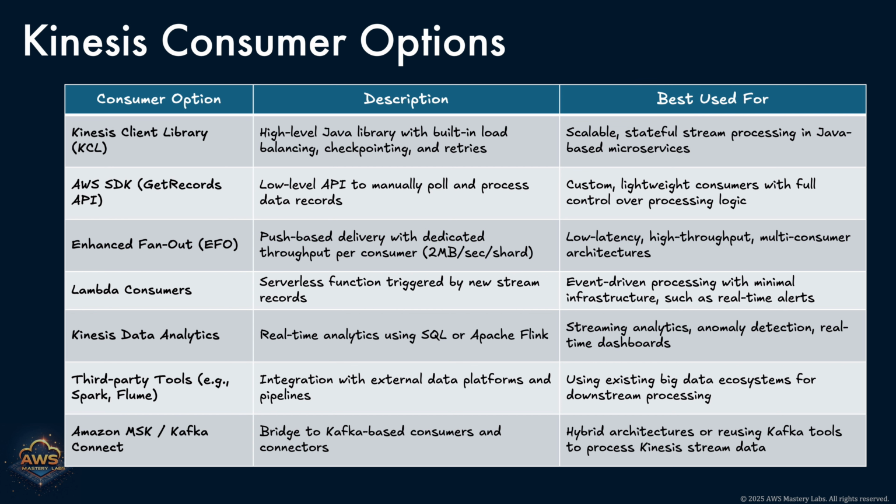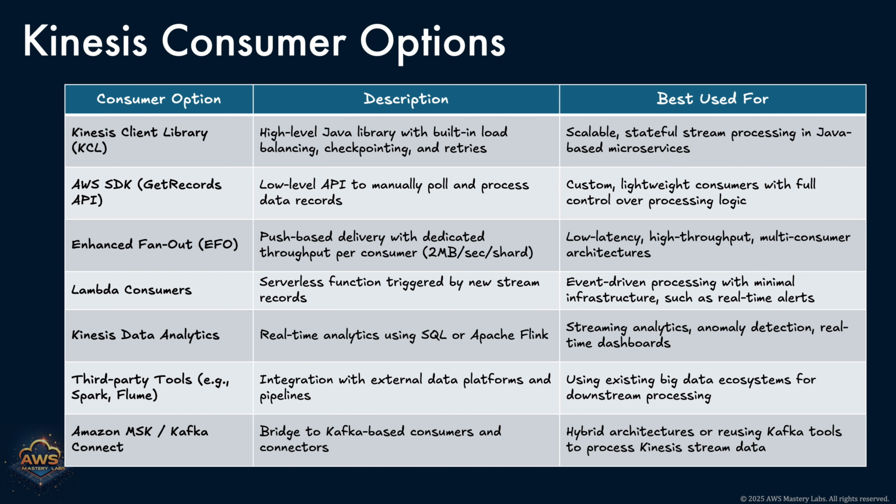First up is the Kinesis Client Library, or KCL. This is a high-level Java library that simplifies many aspects of stream consumption, like load balancing across multiple consumer instances, checkpointing to track progress, and retry logic for resiliency. It's a solid choice when you're building scalable, stateful streaming applications using Java or JVM-based languages.